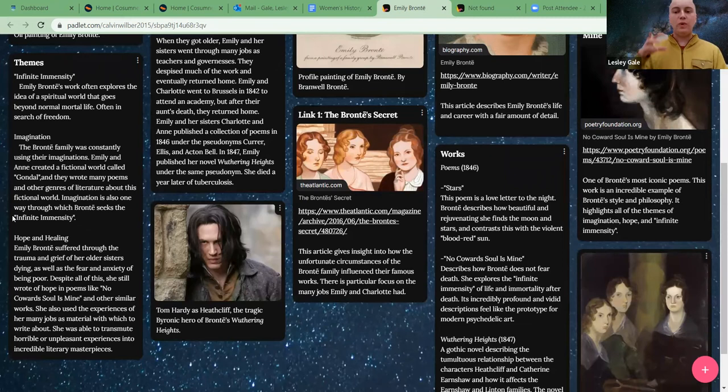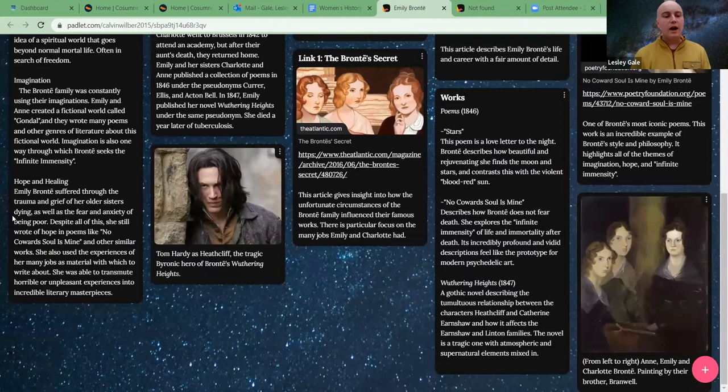And then for the themes of hope and healing, Emily Bronte went through a lot of trauma and mind-numbing work, and she was able to transmute that into really impactful art.